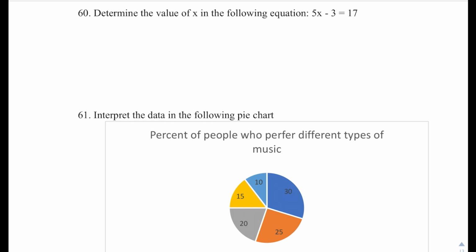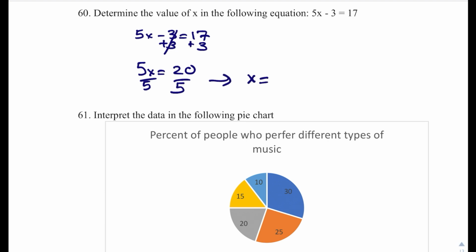Determine the value of x in the following equation. So we have 5x minus 3 equals 17. We want to get x on one side of the equation, so first we add 3 to both sides. We get 5x equals 20, divided by 5 on each side. And we're going to get x equals 4, and that is our answer.